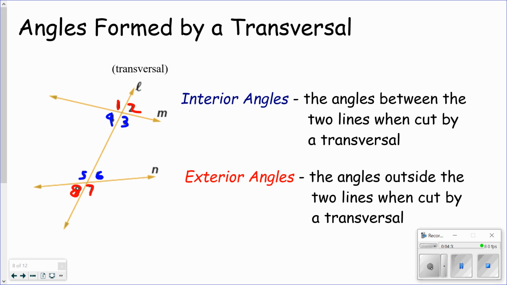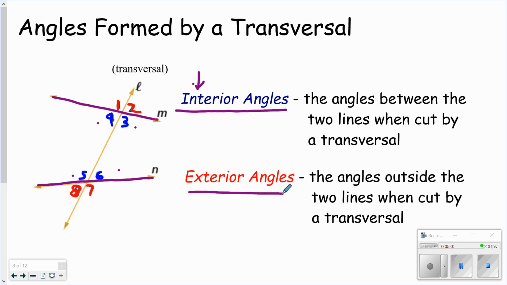Angles formed by a transversal. The first type of angles we're going to talk about are interior angles. Interior, I always think of the word inside. So if we look at our diagram, our interior angles are blue here, which is 3, 4, 5, and 6. We see that they are inside these two lines. They're in the middle, so that's why they are called interior angles. So angles between the two lines when cut by a transversal.